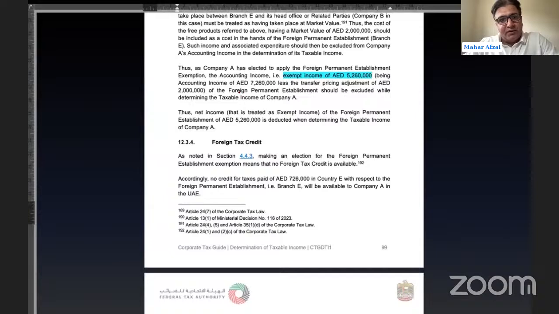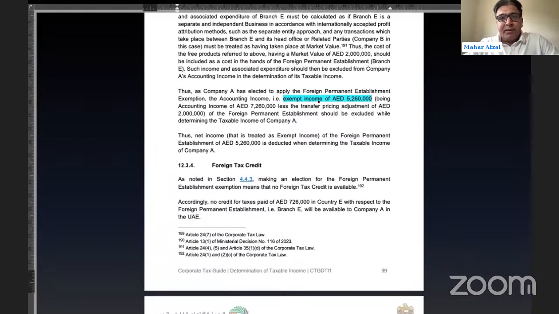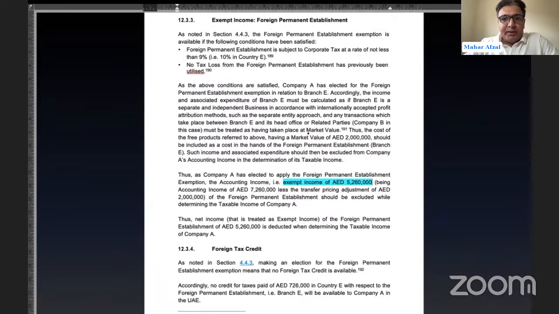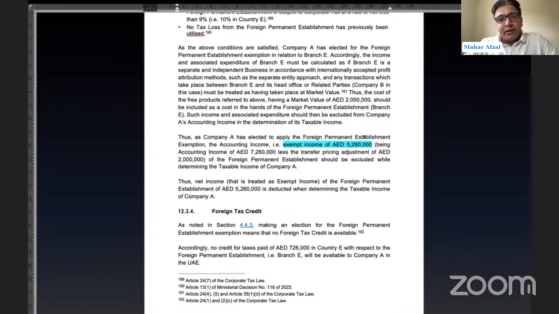Basically, you can say this is a company. This is a UAE company with a foreign PE establishment. This is exempt income, 5260. This is the exempt income.